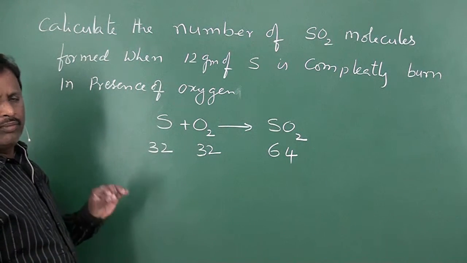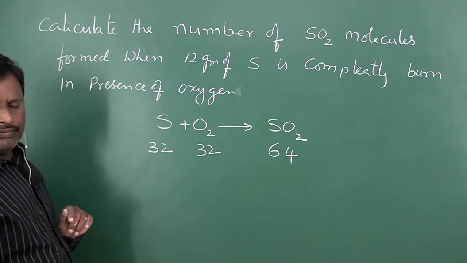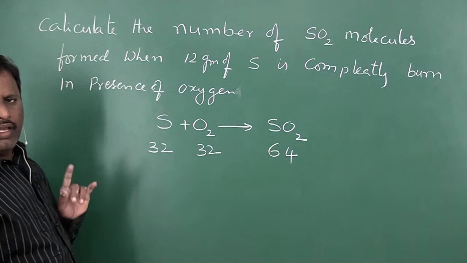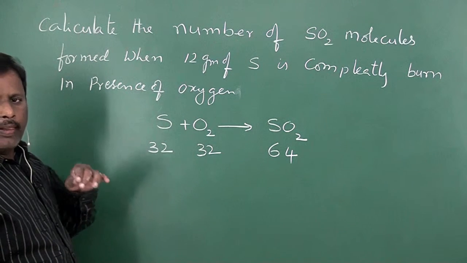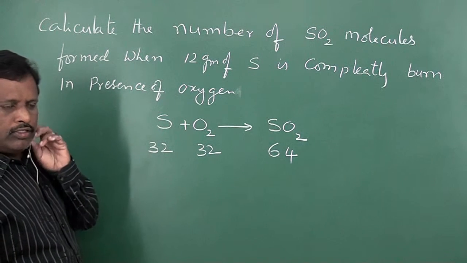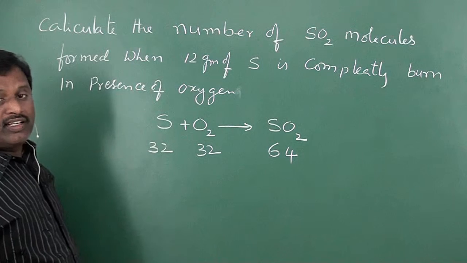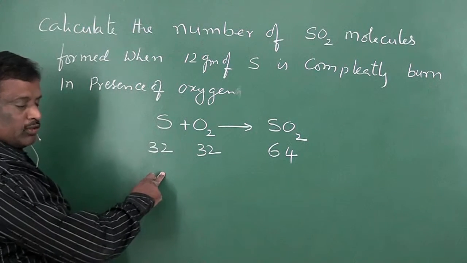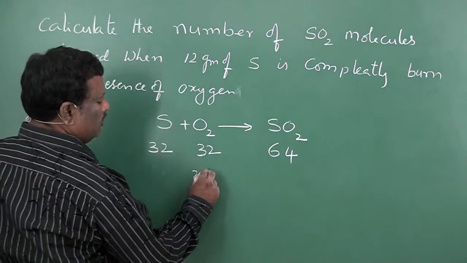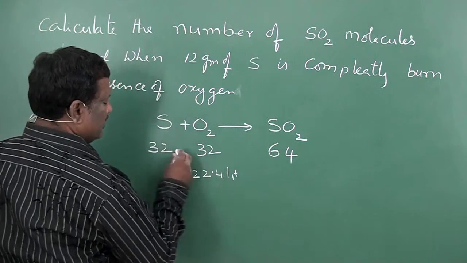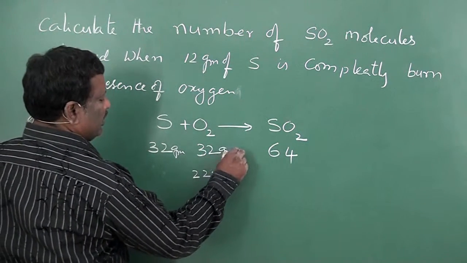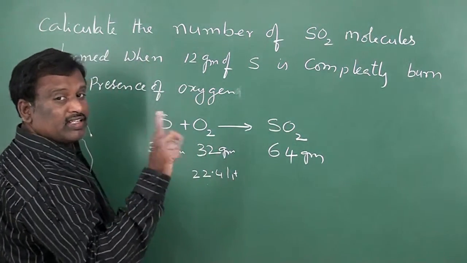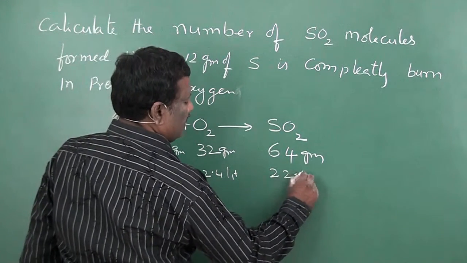Here, you have to remember that at STP conditions, standard temperature and pressure, that is 1 atmosphere pressure and 0 degree centigrade, a substance in gaseous state occupies 22.4 liters volume. Here sulfur is a solid, so it will not apply. Oxygen is a gas, so its volume is 22.4 liters, because it is 32 grams, not kilograms. And sulfur dioxide is also a gas at STP conditions, so it will also occupy 22.4 liters.